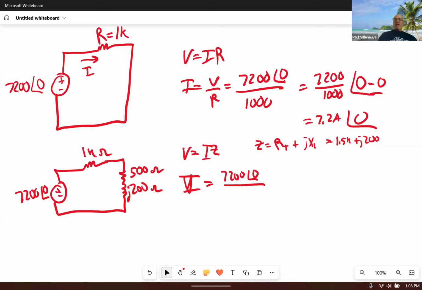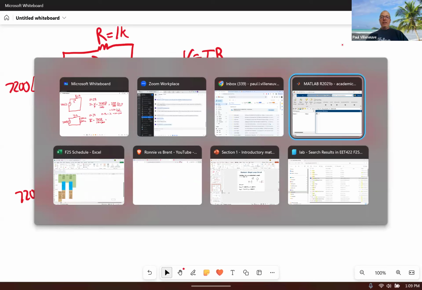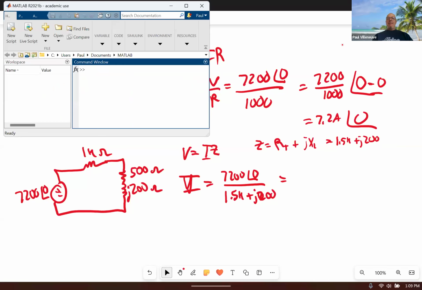But now I'm dividing it by 1.5K plus J 200. Now, depending on your calculator, this could be really easy to enter and calculate, or it could be very difficult. The TI-89s can do this pretty easily, but I know something even easier. That's called MATLAB. Just going to use MATLAB to do this calculation.